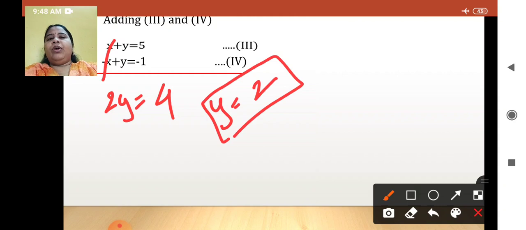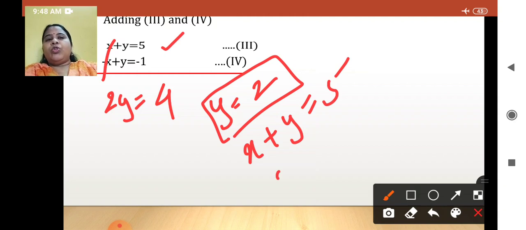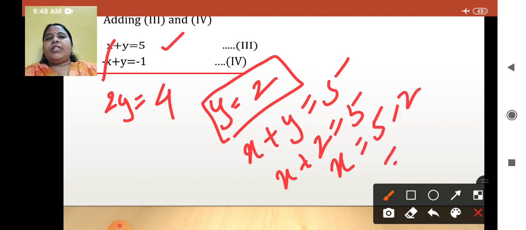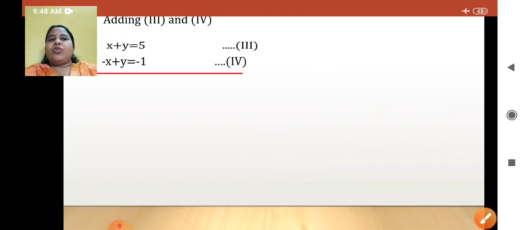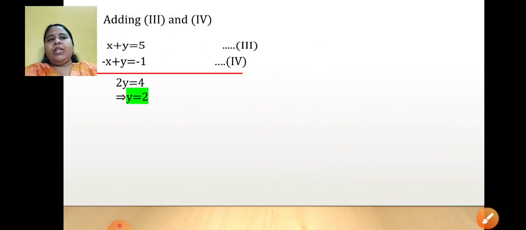One of the variables you have got, you can substitute it here. It is x plus y is equal to 5. So y is 2, so x plus 2 is equal to 5. Shift this to that side. X is equal to 5 minus 2, that is equal to 3. This is my other variable. So this is my final answer, 3 and 2. I hope it is clear. So write it fast. Y is equal to 2.